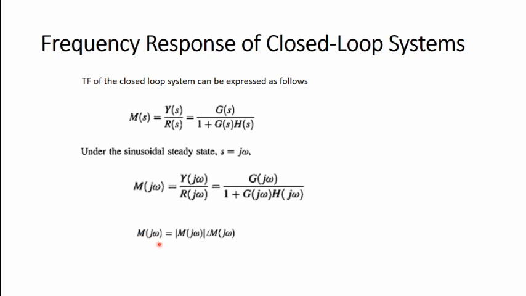And M of j omega we can express in terms of magnitude of M of j omega and angle of M of j omega. The angle is calculated as the angle contributed by the zeros minus the angle contributed by the poles.